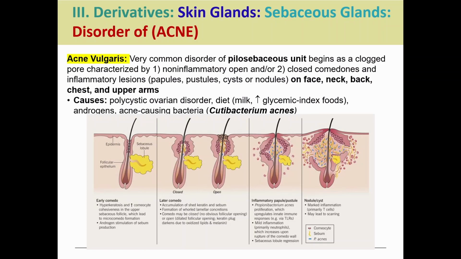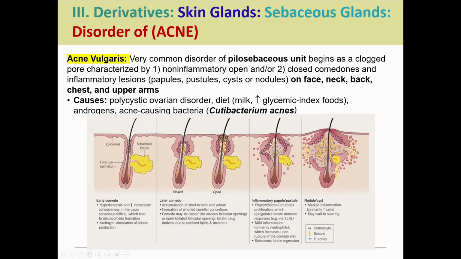Now, sometimes these can get blocked, and this is where we develop something called acne vulgaris. It's a super common disorder. I mean, pretty much everyone has had acne at some point. Severity can range, but most people have had a pimple or something like that at some point in their life. But basically what this is, you have a clogged pore, a clogged hair follicle, with a non-inflammatory open or closed comedone. So basically it can be fully open or it can be closed.